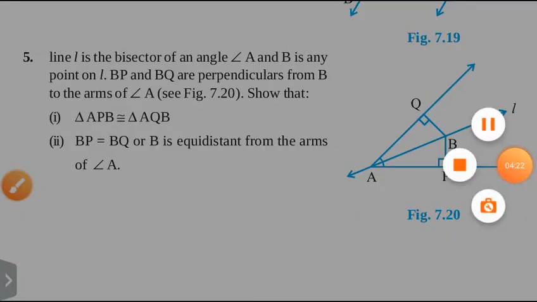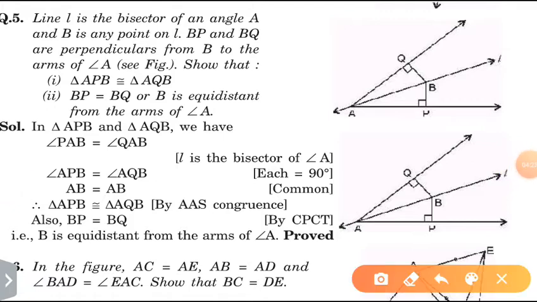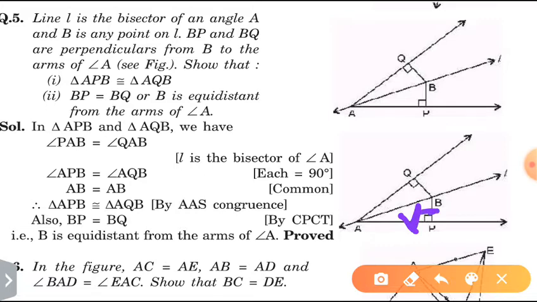I will show you the solution also. Whatever I told you, you can see in this solution also. Angle PAB, this angle, is equal to QAB, this angle. These two angles are equal to each other because AP is the bisecting line, as I told you previously. And similarly APB, this angle.